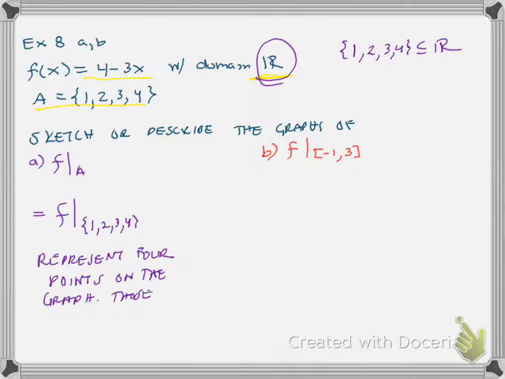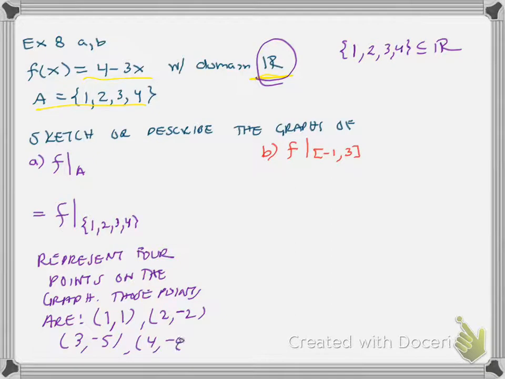Those points are, well, you just plug in 1, 2, 3, and 4 into your function and get your outputs, right? That's all this is saying. So those points are going to be what? 1 goes to 1 when you plug that in. 2 is -2. Pause and see if you can do the other 2 and then unpause. Welcome back. All right. 3, -5, and then 4, -8.